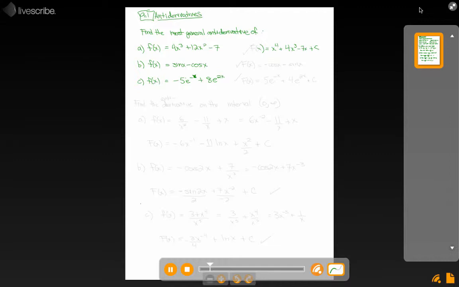If you're not 100% sure, and this backwards thinking does get lots of us to pause for a moment, as I just did there a second ago, take the derivative. 4x cubed, 12x squared, minus 7, check. I feel good. That's the right answer.